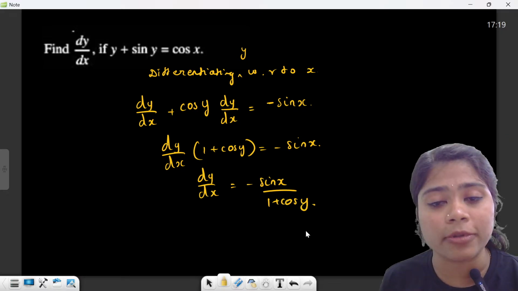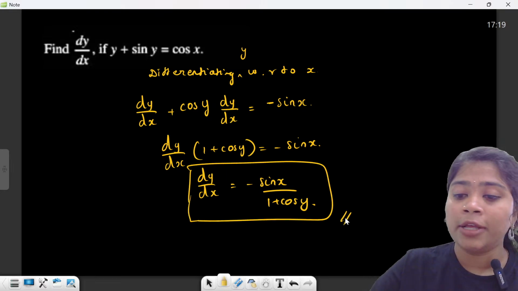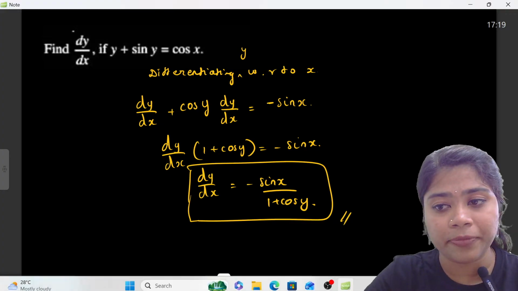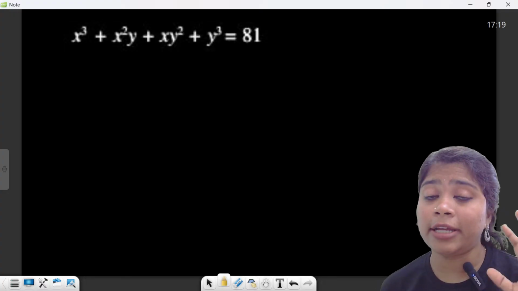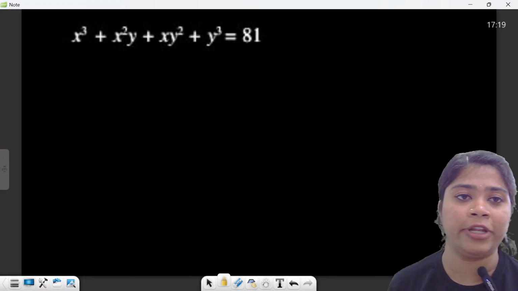So it's very simple, right? So this is dy by dx. We found the answer. So whenever you are given an implicit function, you have to do it in this way. Okay. So moving on to the next question. So this is again an implicit function, so implicit differentiation we need to do.